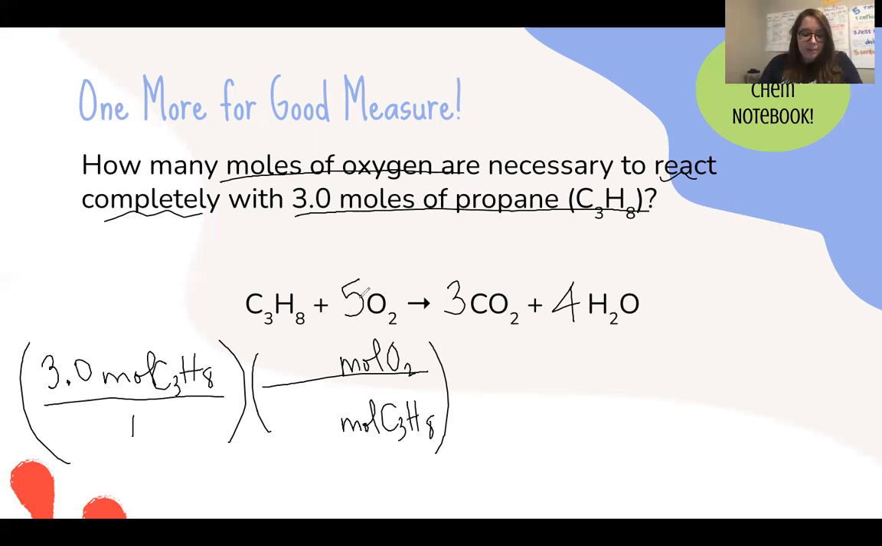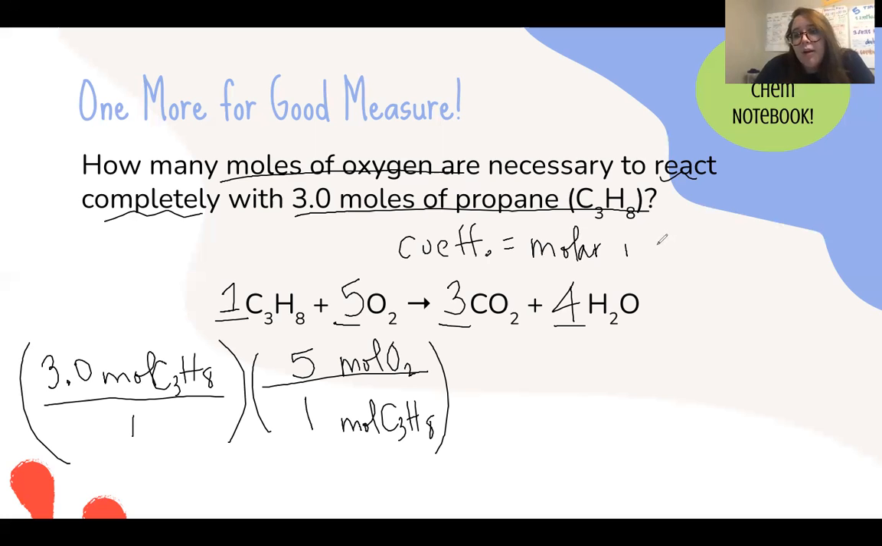So now I need to plug in my coefficients. Remember, coefficients are the big numbers here. And if we don't have a number in front of propane, remember that is always a 1. So now we'll plug it in. We have 5 as our coefficient for oxygen, and we have 1 as our coefficient for propane. Now, remember, our coefficients form a molar ratio. So coefficients equal a molar ratio. That tells us how they're related.